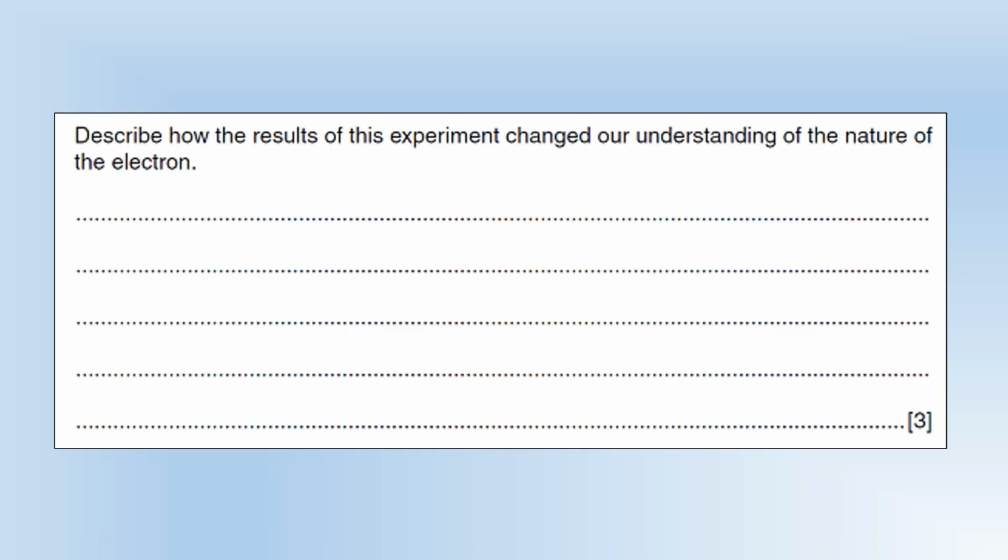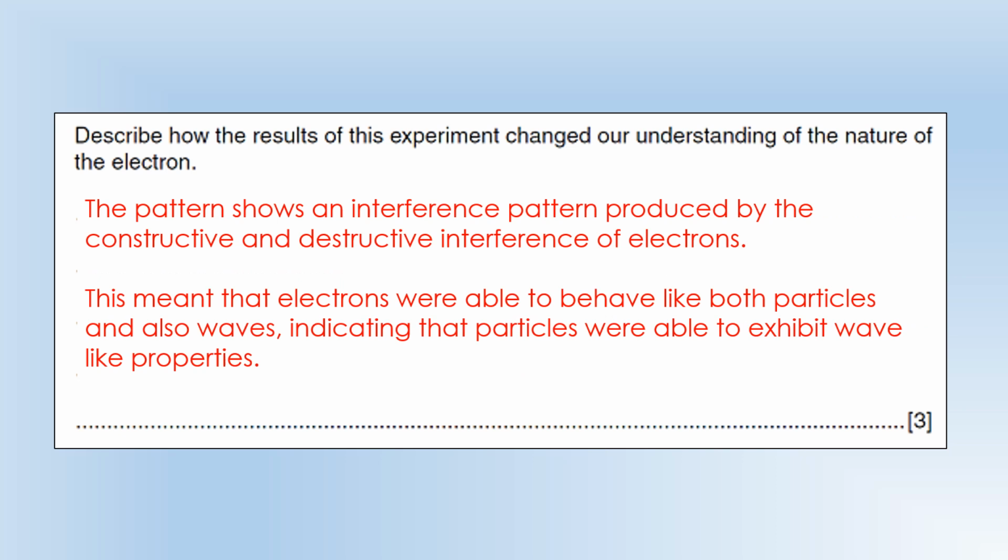Okay, so describe how the results changed our understanding of the electron. The pattern shows an interference pattern, and that means what must have happened is we've got constructive and destructive interference of electrons. And that means that electrons were able to behave both like particles, but also like waves, because interference or superposition is a wave property. So essentially what this indicated is they could behave like both particles and waves.